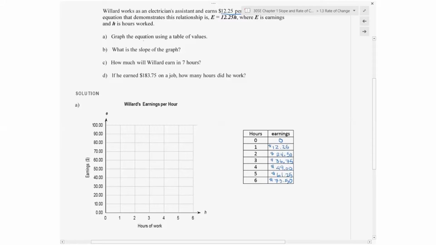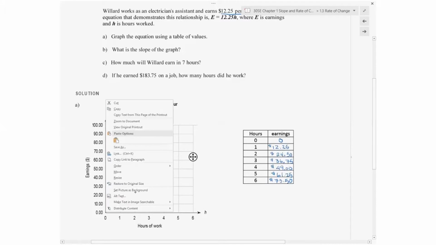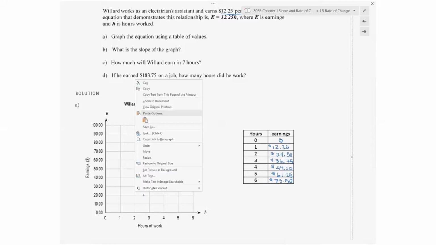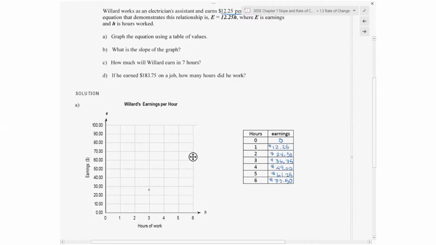So we want to graph the equation using a table of values. So we are going to put these on the graph. So at 0, he gets 0. After 1 hour, he gets $12.25. Well, this would be $15 here, so $12.25 would be somewhere around there. After 2 hours would be $24.50, so that's almost $25. I don't know why it's doing that. After 3 hours would be $36.75, so a little over $35.